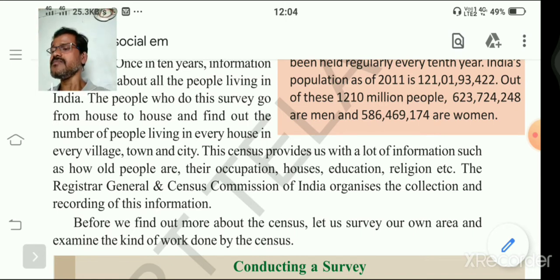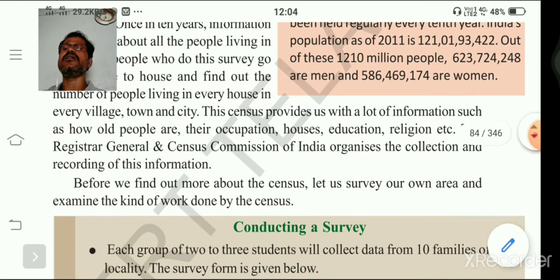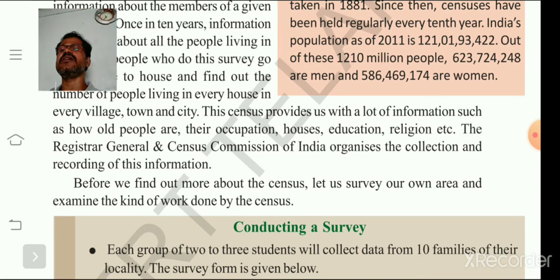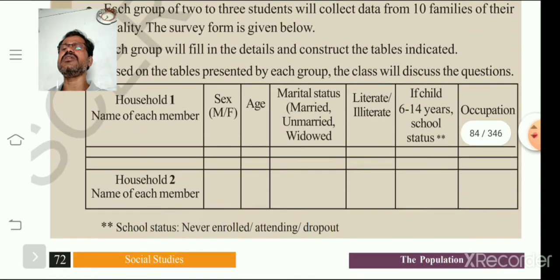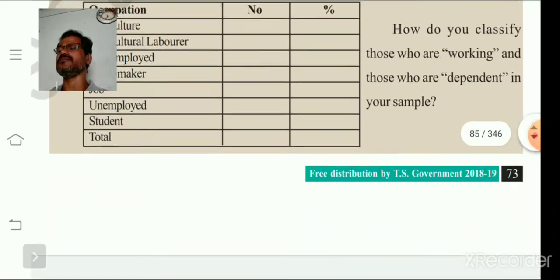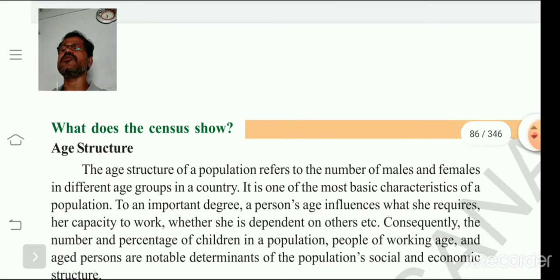Understand? So before we find out more about the census, we have to do some survey, which is similar to the census calculators. Okay, so it is the department, the Registrar General and Census Commission, that organizes collecting the data. Understand? So actually, what does the census show here? Okay, we are discussing the census, but what does the census show?